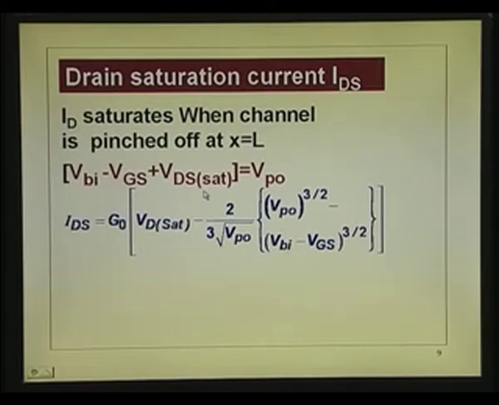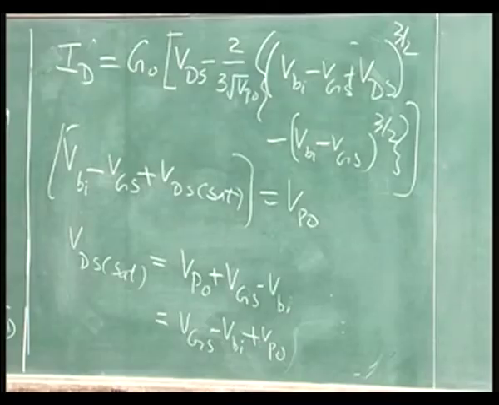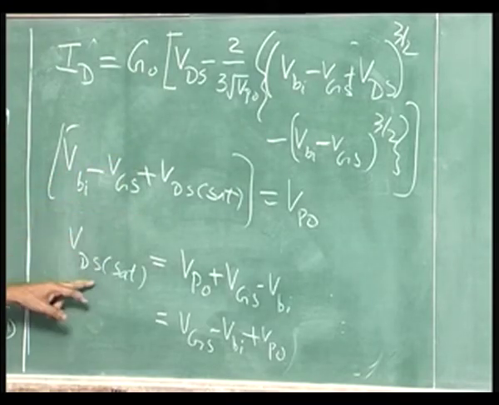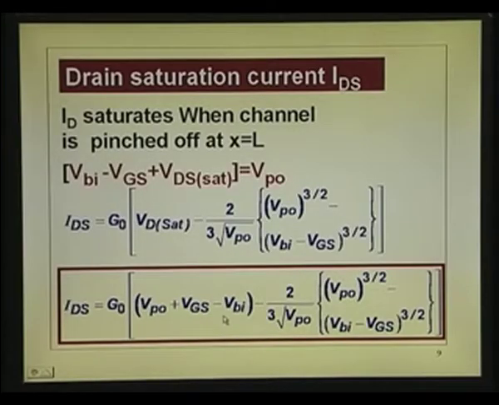Now, what we do further is just a manipulation of terms. I d s is equal to G naught into, once again I am substituting for V d sat. Okay. What we are doing is I am substituting for V d sat there as this quantity V p 0 plus V g s minus V b i. Okay. That is what we are doing there, because everything we want in terms of these quantities. Now, notice that we are able to eliminate V d sat from that. So, we are trying to put everything in terms of V b i and V g s and V p 0. Okay. So, this is the particular term that we get now.